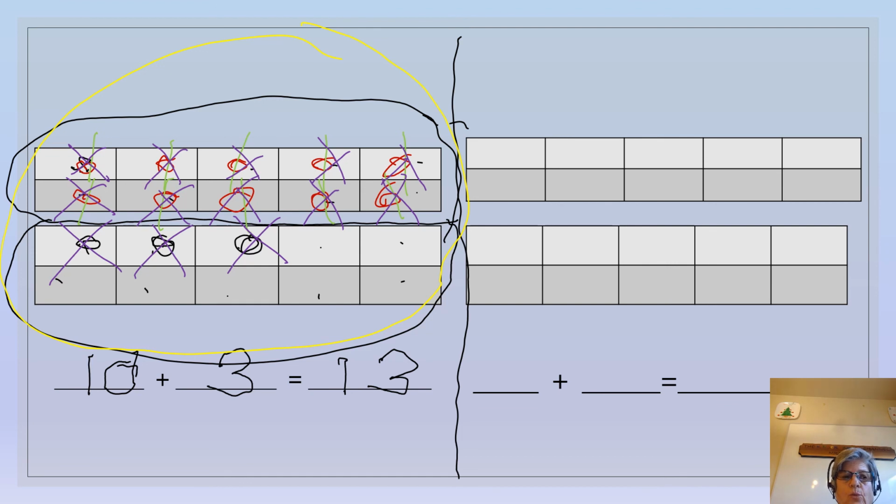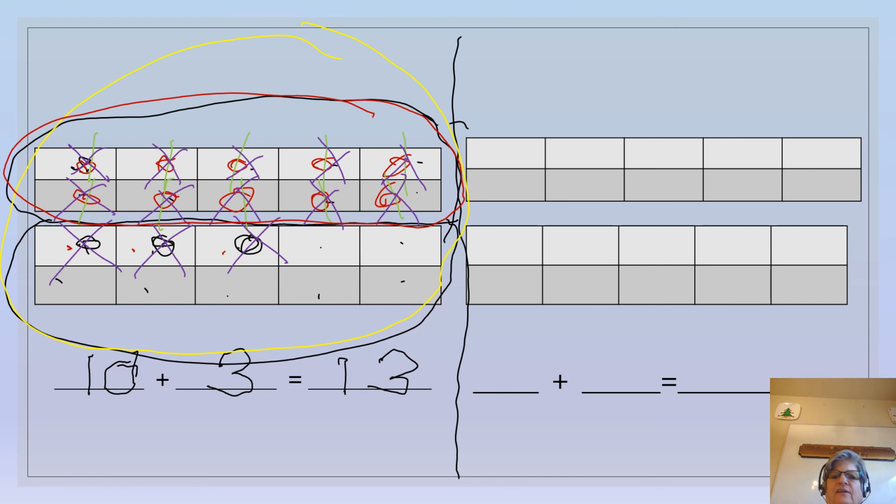Or there's another way I can count it. Remember, on the top frame, I have 10 dots. Every square has a dot, and there are 10 squares. So I have 10 plus one more, it's 11. One more is 12, and one more is 13. So I have 13 altogether.